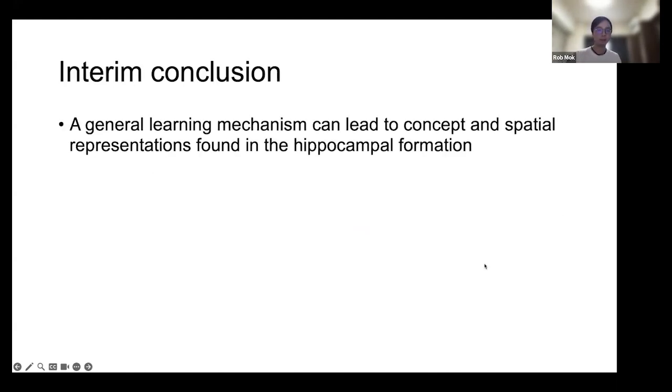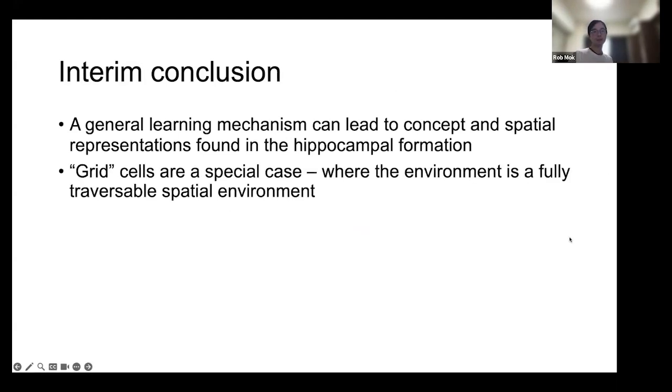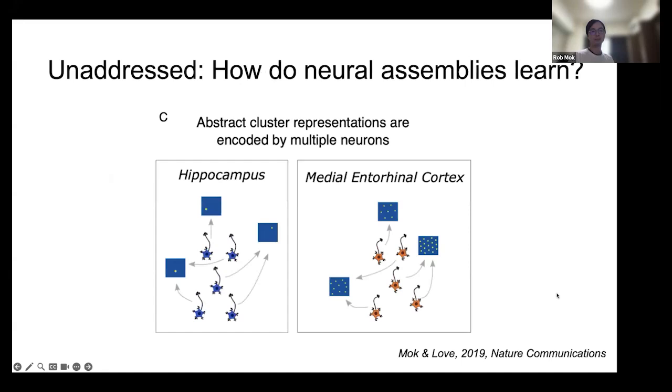So a general learning mechanism can lead to both concept and spatial representation, such as the tabular formation. Grid cells are a special case where the environment is a fully traversable spatial environment.